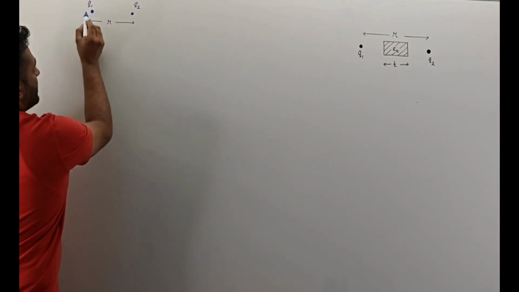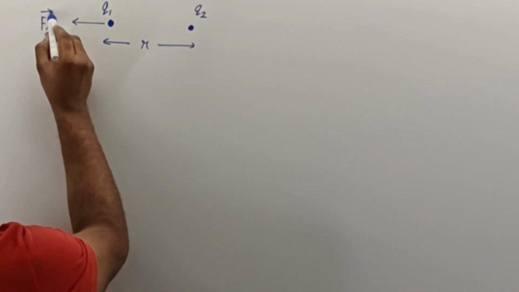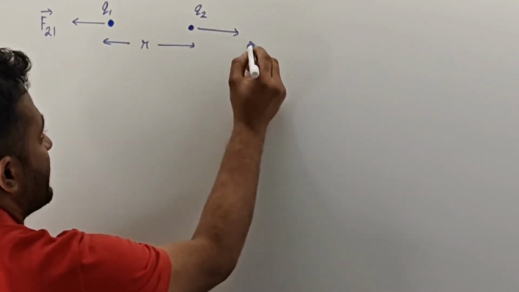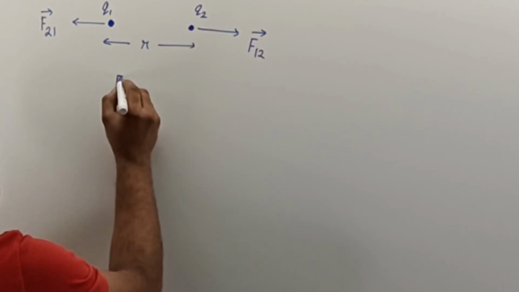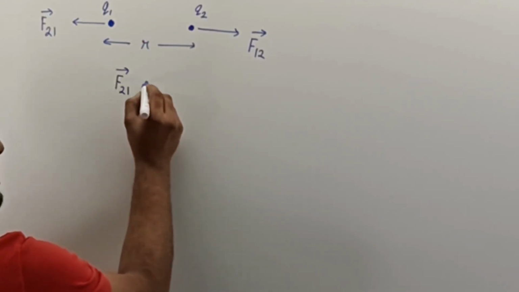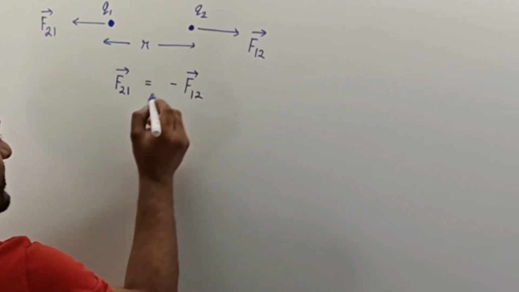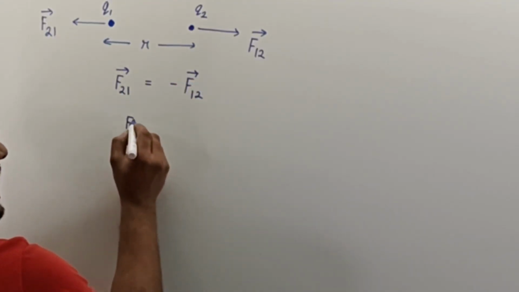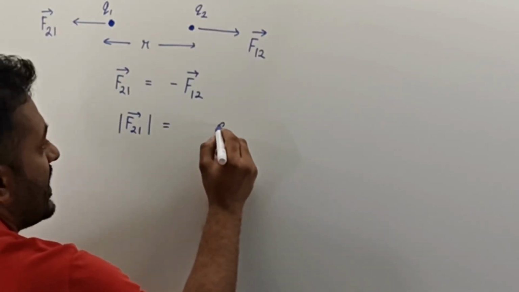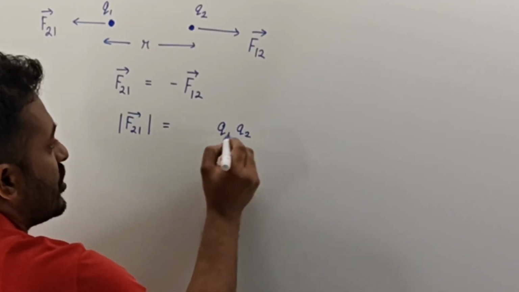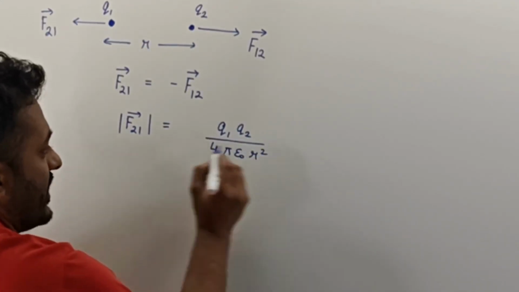between them will be such that there will be a force exerted by 2 on 1 and there will be a force exerted by 1 on 2. The magnitude of both the forces will be same. The direction will be different. So we write F21 vector is equal to minus F12 vector, and the magnitude of either of the forces is going to be Q1 Q2 upon 4 pi epsilon naught r square.